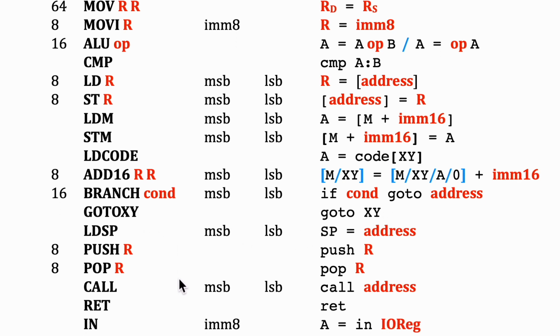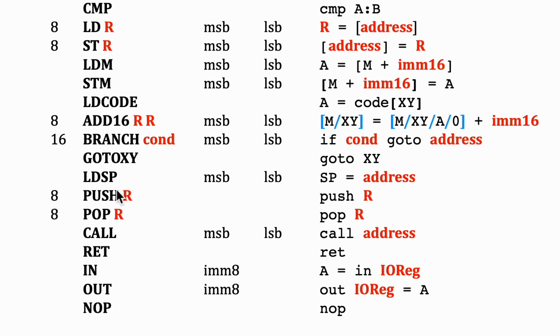We have a number of instructions that use the stack. We have push, pop, call, and return. And we have a load SP instruction, which is followed by an absolute address, and that's just moved into the SP register. To push a register, we use this instruction, and we can push the value that's in any one of the 8-bit registers.